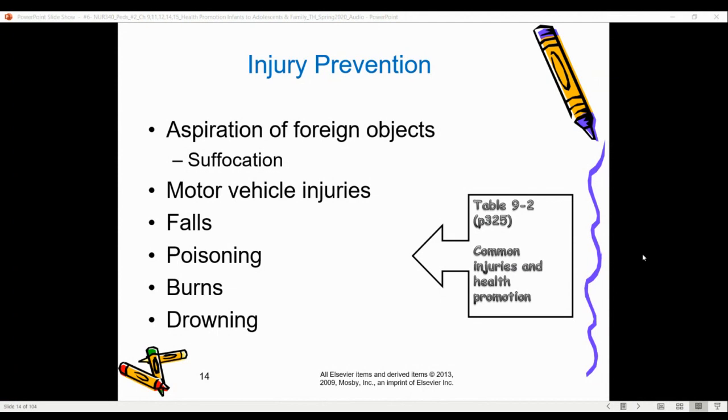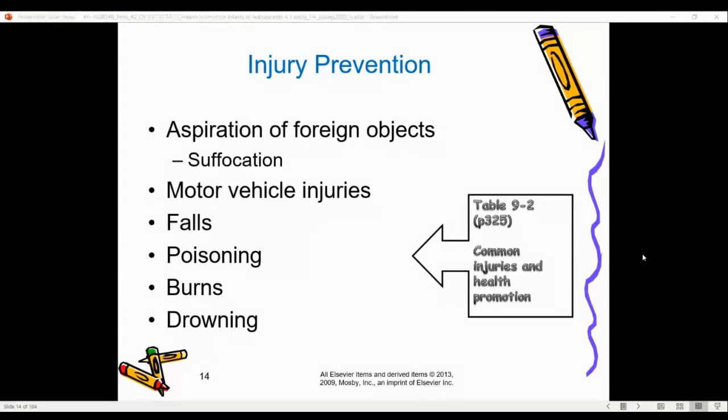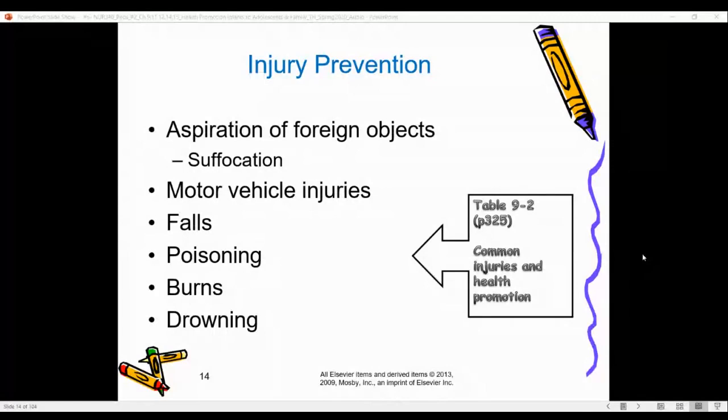All right, so let's keep moving on with our infants. Injury prevention with our infants. A lot of this is going to be around things that are exploration and that risk of suffocation, like we talked about last week. So aspiration of foreign objects and suffocation. So they will put everything in their mouth, and it's a choking hazard as well as an aspiration risk.